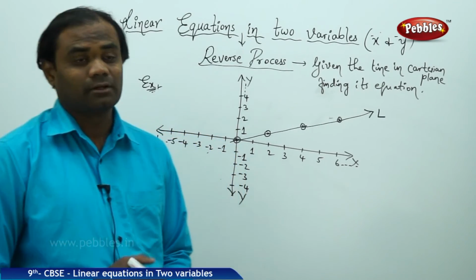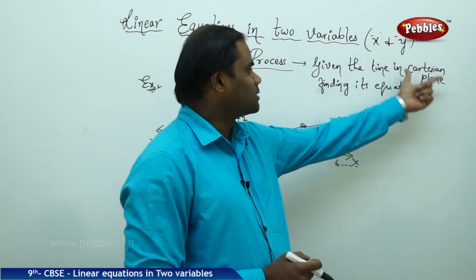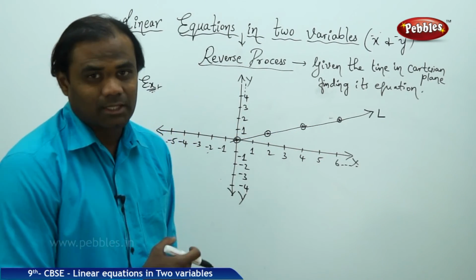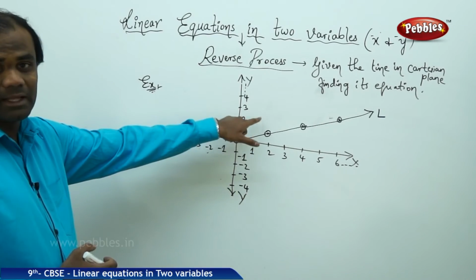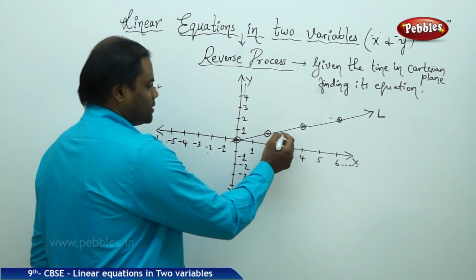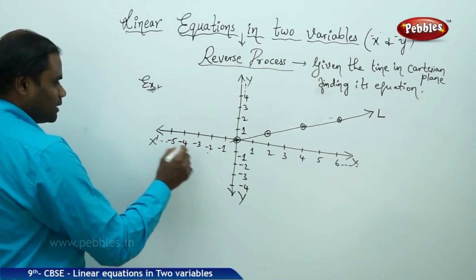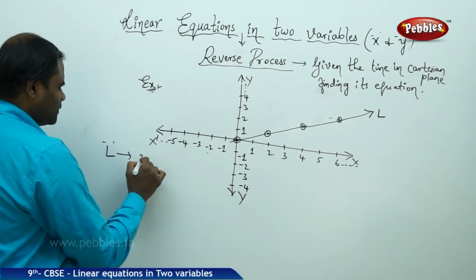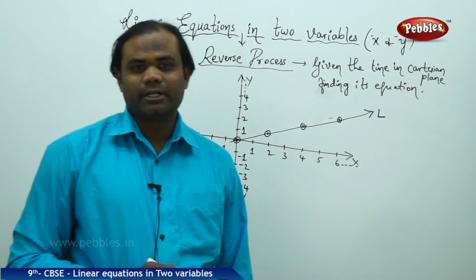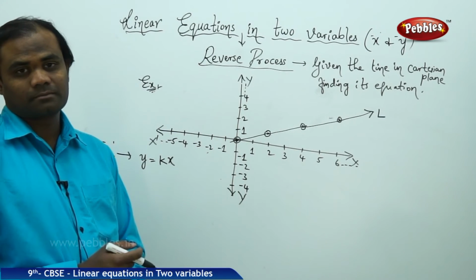This is how I understand the reverse process: given the line in the Cartesian plane, how to find its equation. So let's see how we can find the equation of this line L. Here I have a Cartesian plane in which the line lies. As clearly this passes through the origin, the first thing I identify is that this line L must have the equation y equals kx, no doubt, because it passes through the origin. It must be of the form y equals kx.